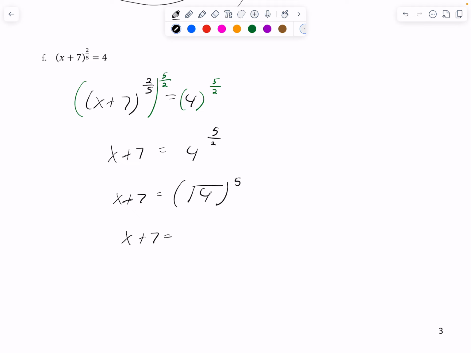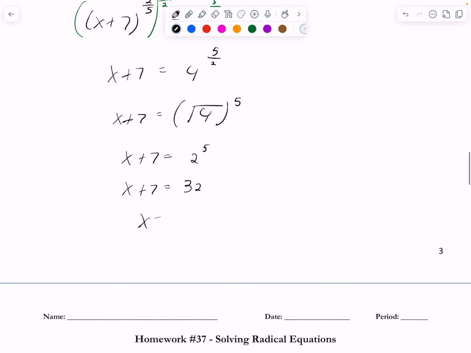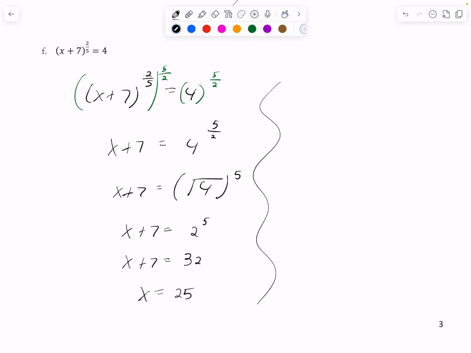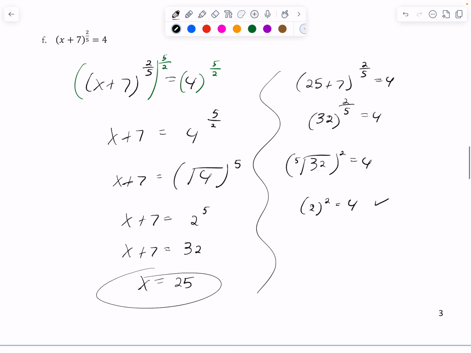So x plus 7 equals, the square root of 4 is 2. And I'm going to raise that to the 5th power to get 32. And moving that 7 over with subtraction gives me x equals 25. Let's make sure that works. 25 plus 7 to the 2/5 power has to be equal to 4. So that's 32 to the 2/5 power. Writing that radical with a 5 as the index, and then I'll square it. The 5th root of 32 is 2, and 2 squared is 4. So 25 does work.